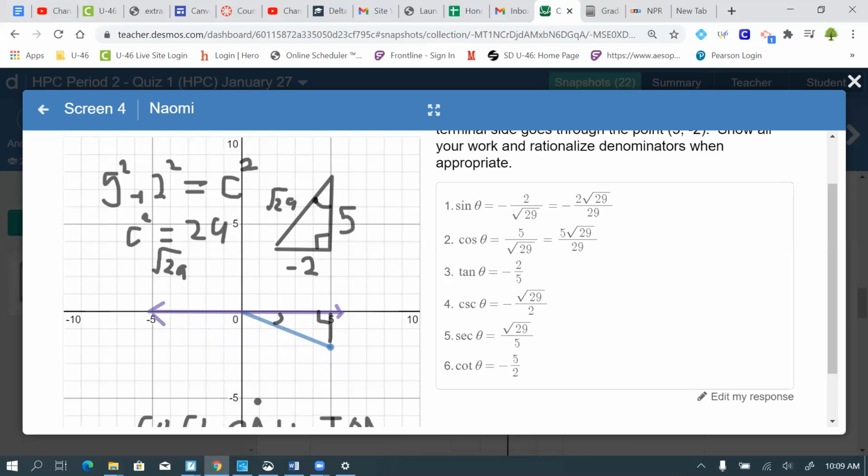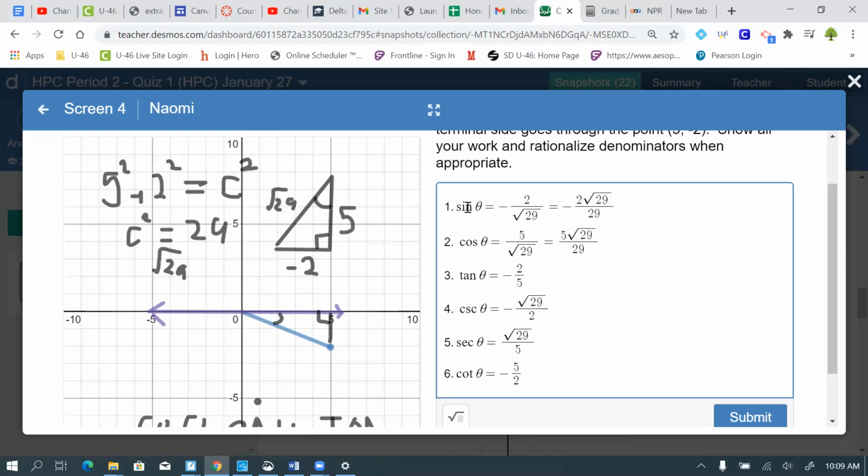Here's your angle, so the sine of this is opposite over hypotenuse, which she wrote right here. And notice correctly having the domain. Don't just say sine is -2 over rad 29. Sine of theta is -2 over rad 29. And then rationalize the denominator to get this.